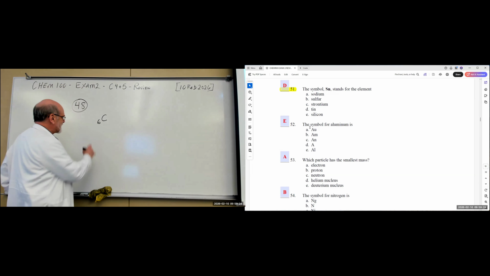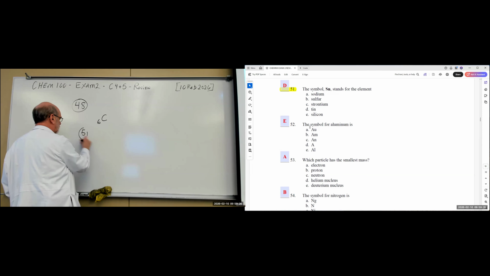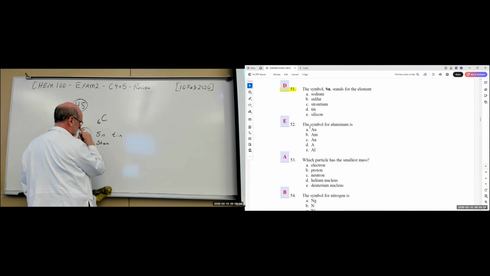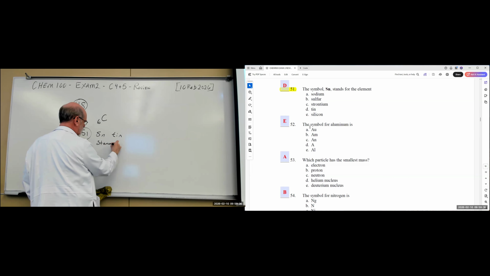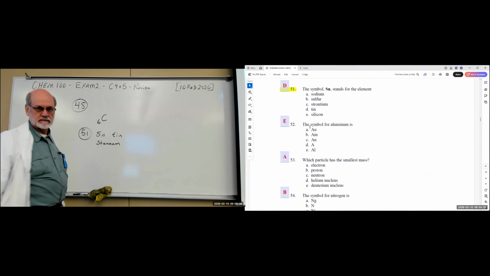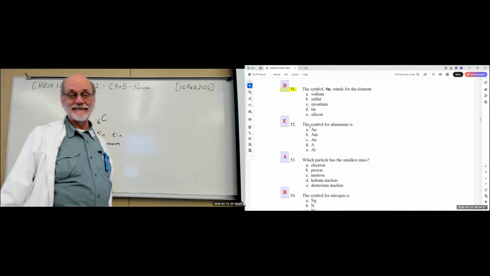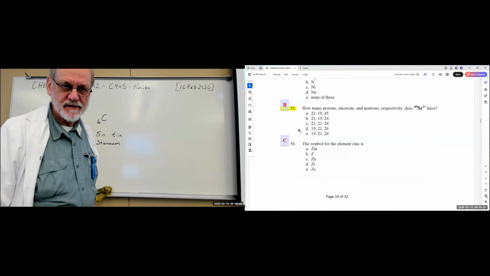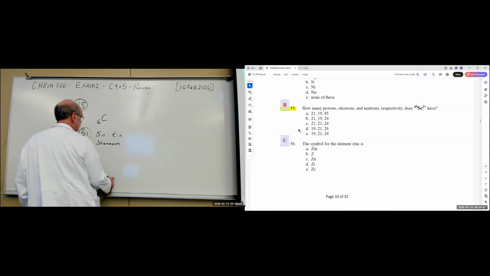What does the symbol SN stand for? That's 10. From the Latin, let's see, I think it has 2 N's. Stannum. Okay. Many other examples. 55.